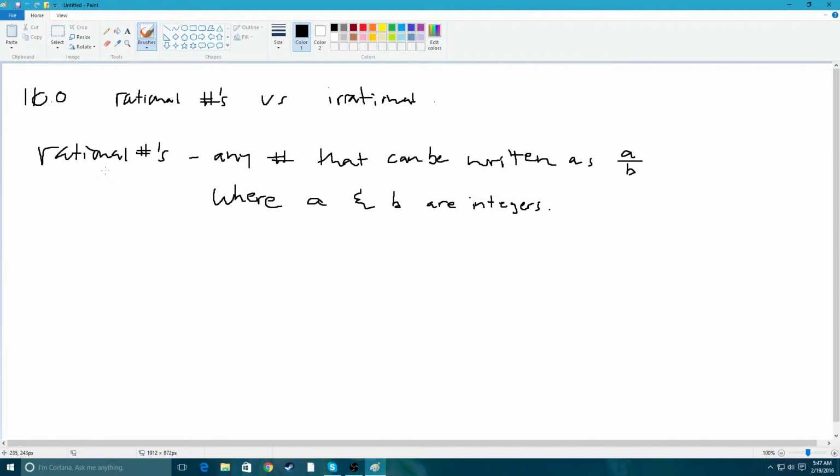Now, the number doesn't have to actually start like this. It could start off in a bunch of different ways. So something like 6. 6 doesn't look like it's a rational number because it's not A over B. However, you can turn any number into a fraction by putting a 1 under it. So 6 over 1 is a rational number.